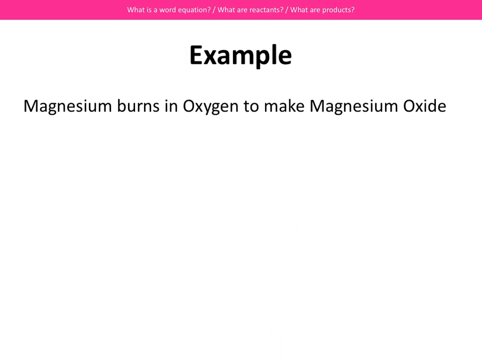So now what we're going to do is convert some sentences that describe a reaction into a reaction equation, into a word equation. It says magnesium burns in oxygen to make magnesium oxide. And so the "to make" is our arrow. The magnesium and oxygen are our reactants, and the magnesium oxide is our product. So if we're going to write that, it's magnesium plus oxygen, and they make magnesium oxide.